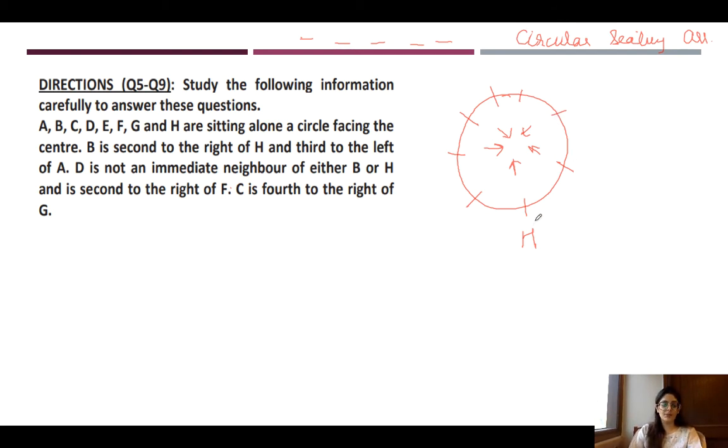So H is here. B is second to the right of H. So second to the right of H, right is this side. This is going to be the right direction. So second to the right, 1 and 2. So this means B is here.